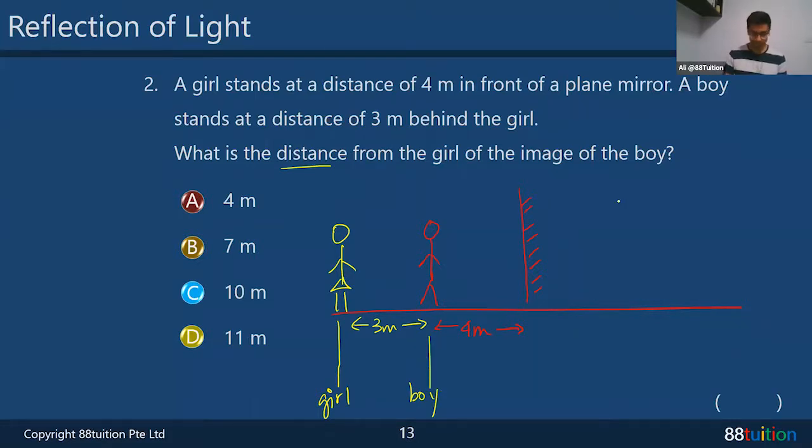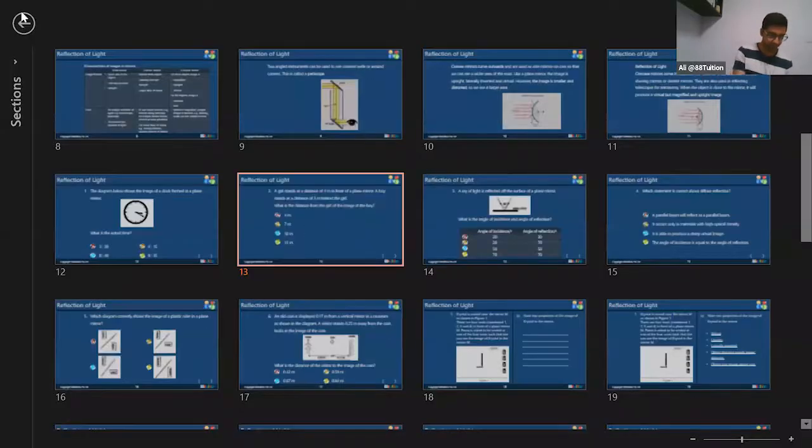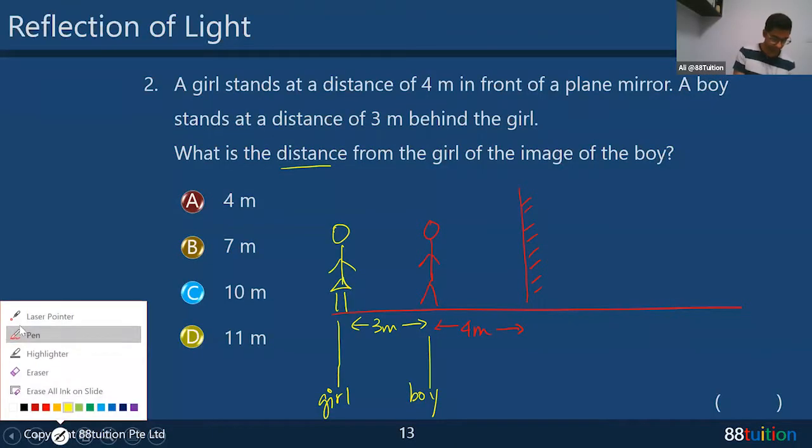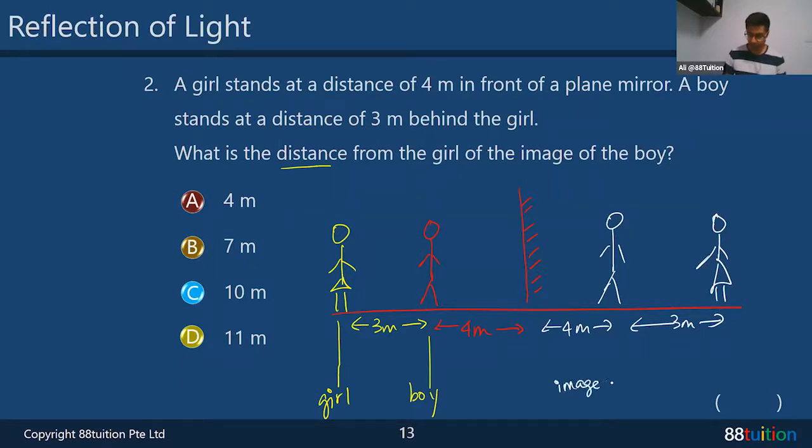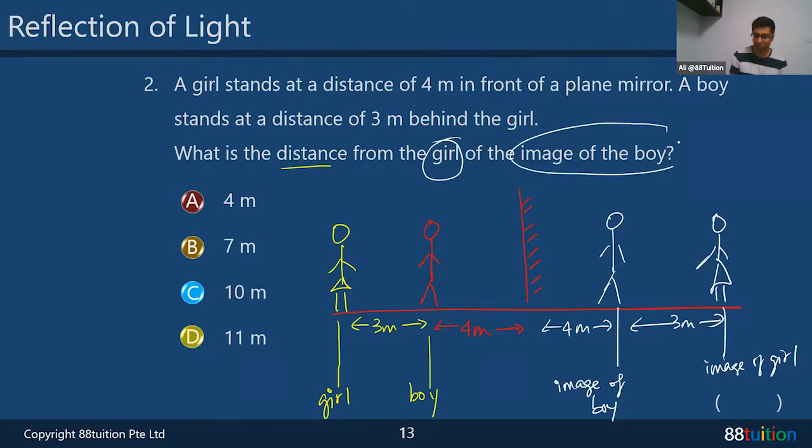And then the image. So the image we shall draw in another color. The image of the boy will be here. Right? And the image of the girl will be here. Am I right? So this will be 4 meters. This will be 3 meters. And therefore, this is the image of the boy here and the image of the girl here. So now, how to answer? Find the distance from the girl to the image of the boy.